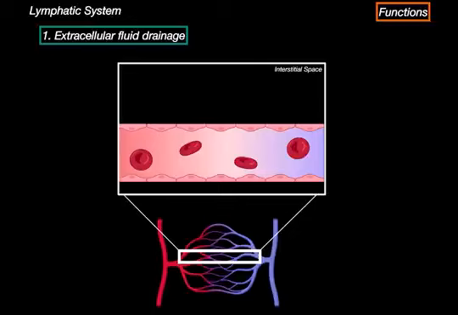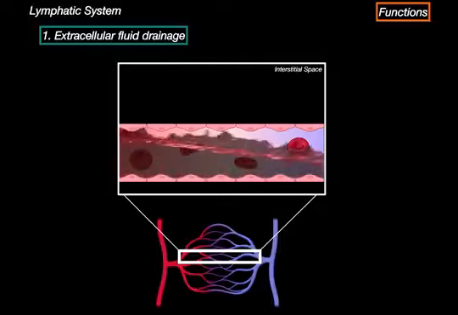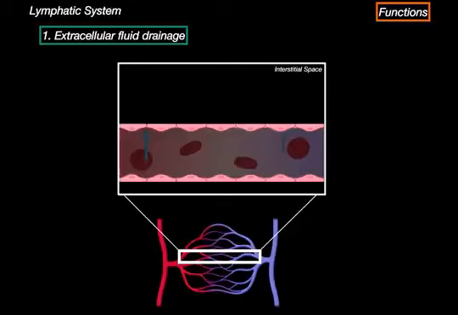Blood flows from the arterial side of the capillary towards the venous side. Inside the capillary, there is blood, and blood is a fluid. This fluid exerts a force on the capillary wall, and this force tends to push fluid out of the vessel and into the surrounding tissue space.